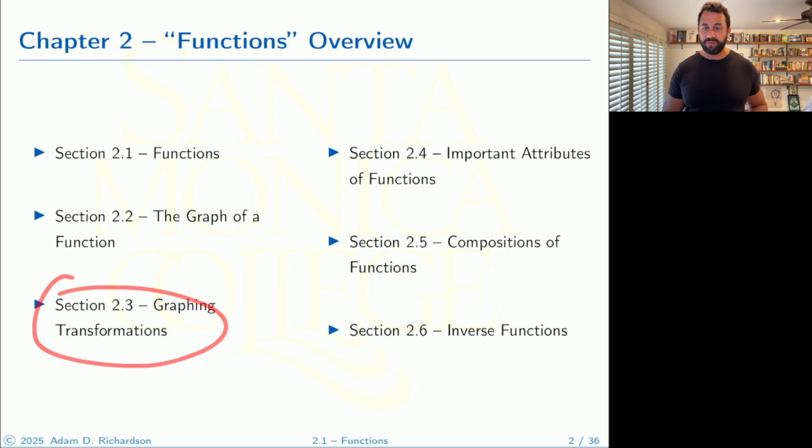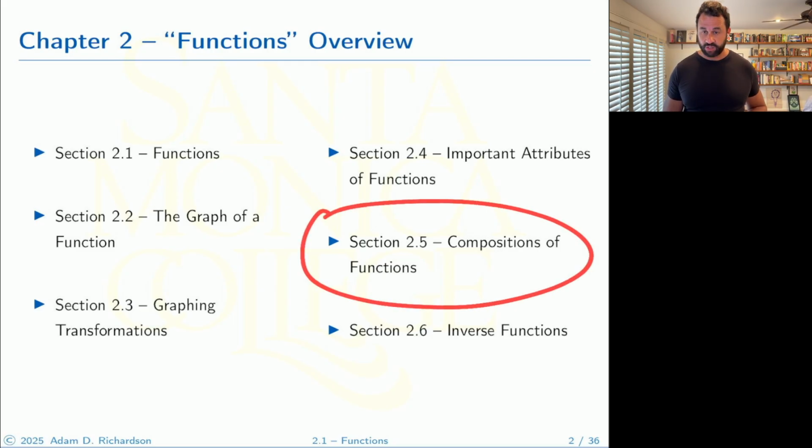Section 2.3 is all about graphing transformations of not only functions but also relations as well, like shifting things around, scaling them, rotating them, that kind of stuff. Section 2.4 is all about important attributes of functions. Many functions have certain attributes that we want to look out for, like evenness or oddness. We can talk about local minima, local maxima, that kind of thing.